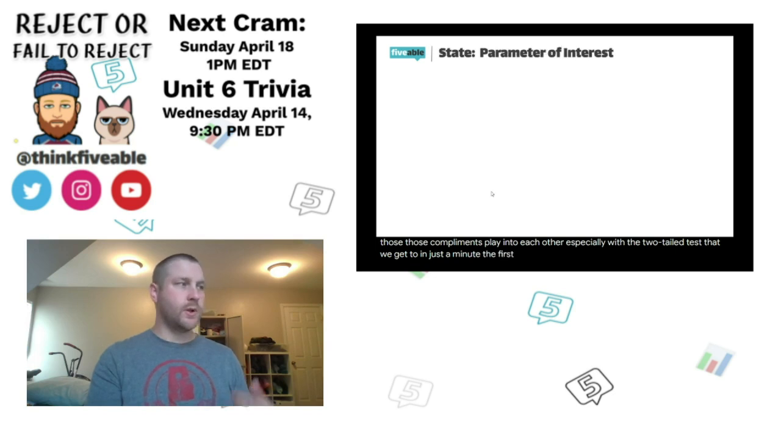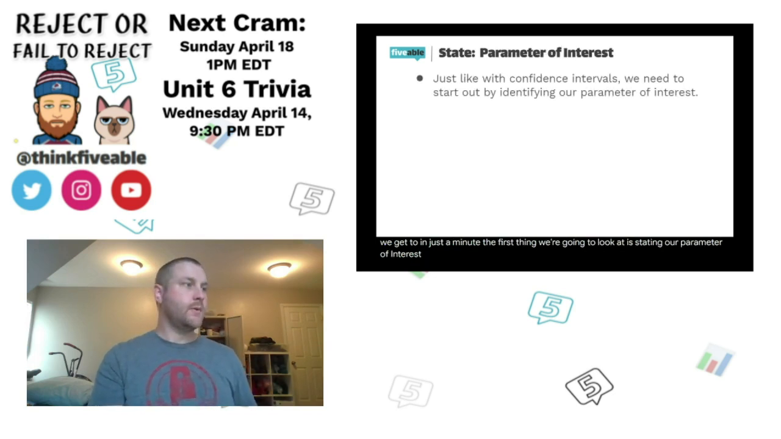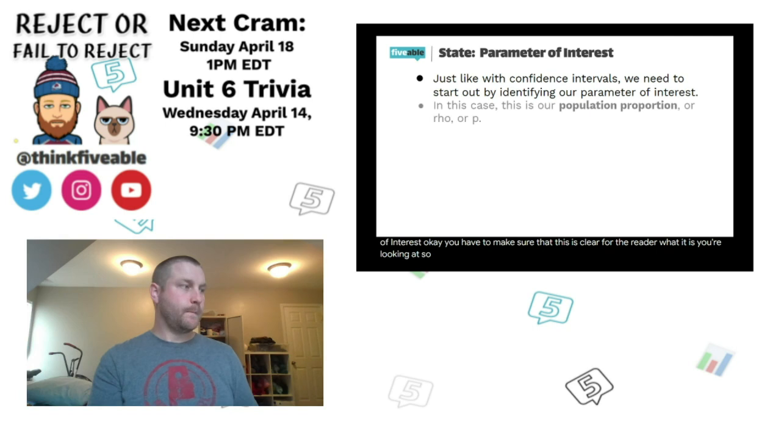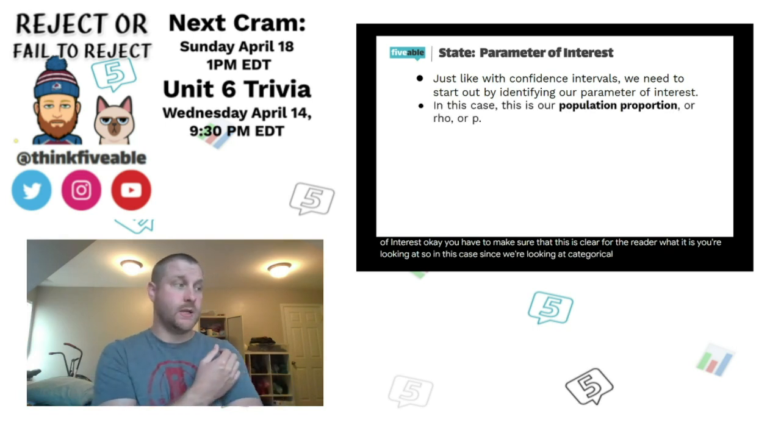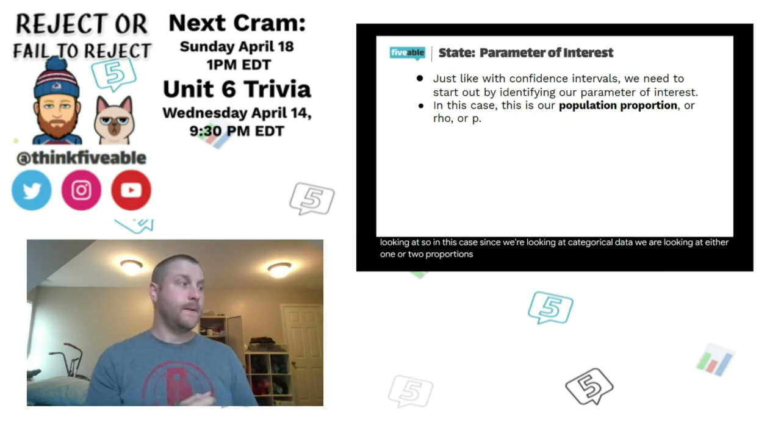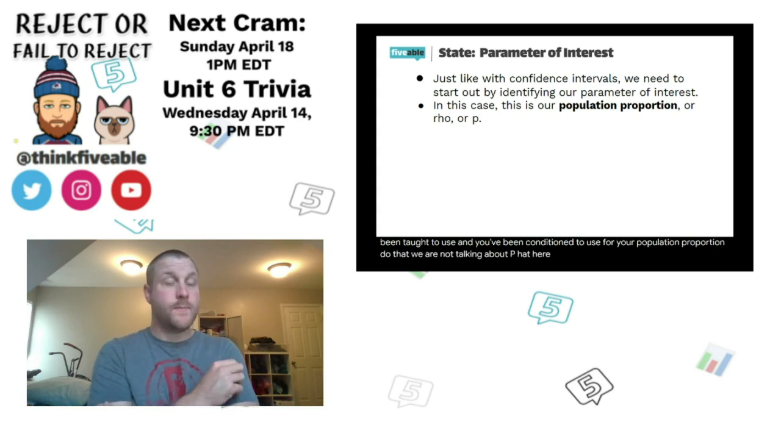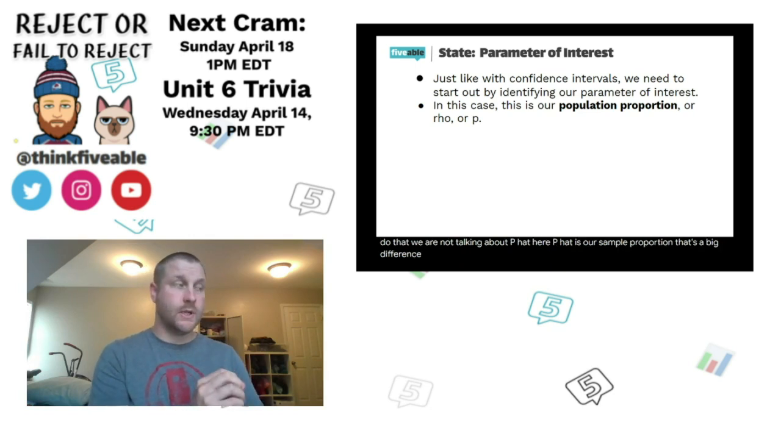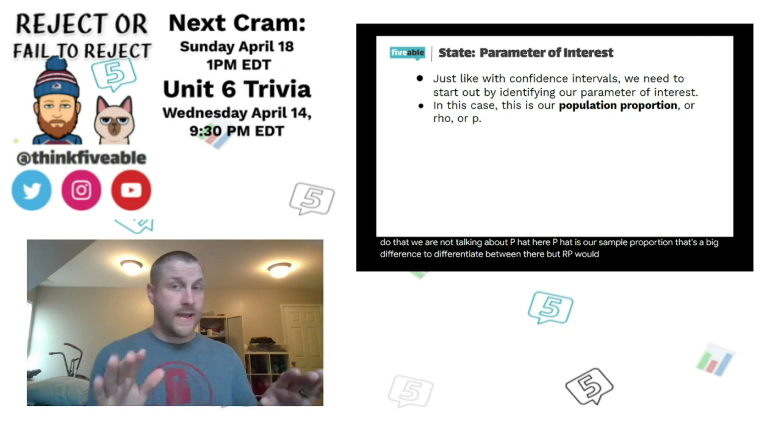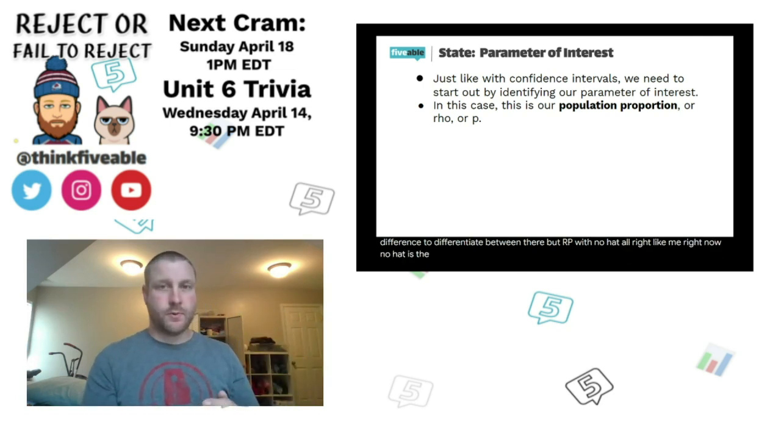Okay. All right, so the first thing we're going to look at is stating our parameter of interest. Okay, you have to make sure that this is clear for the reader what it is you're looking at. So in this case, since we're looking at categorical data, we are looking at either one or two proportions. All right, so in this case, you're either defining your p or defining your rho. I know some people have said they use pi as well. Whatever it is that you have been taught to use and you've been conditioned to use for your population proportion, do that. We are not talking about p hat here. p hat is our sample proportion. That's a big difference to differentiate between there. But our p with no hat, all right, like me right now, no hat, is the population proportion. I know sometimes I wear a hat.